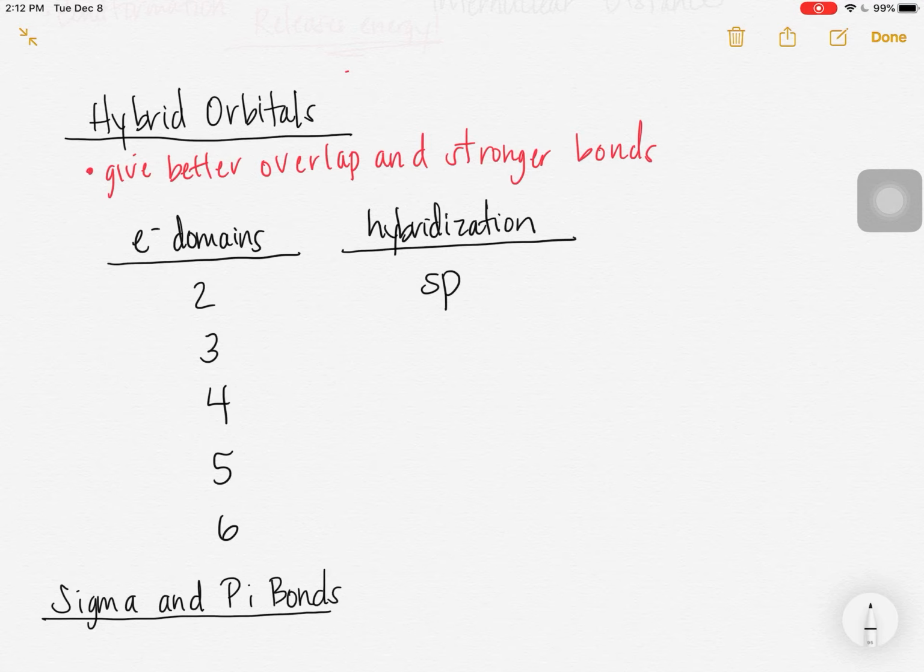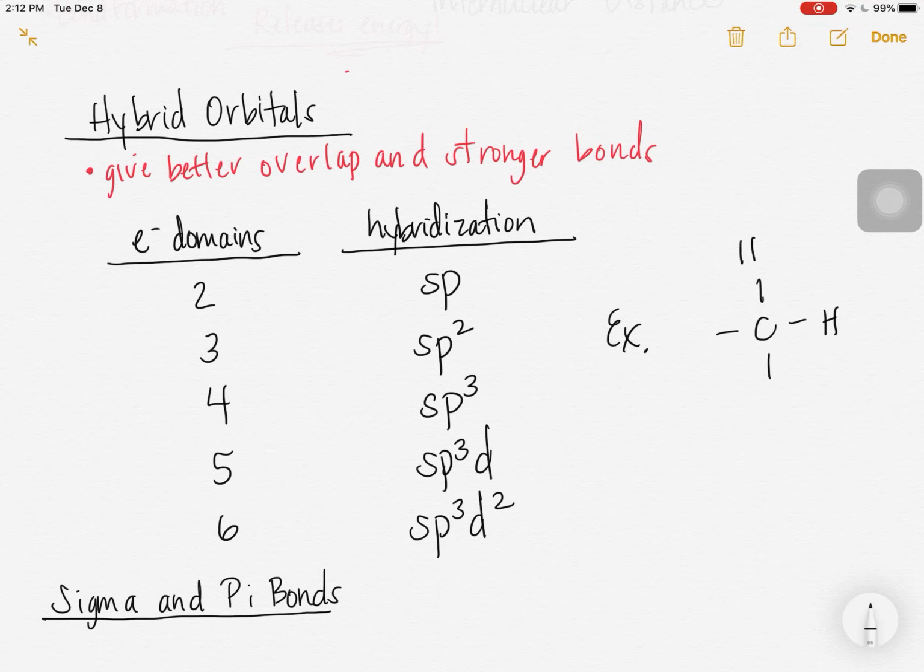So 2 electron domains gives you an sp. Remember, the rule is 2 domains, and then you have 2 orbitals, s and p, right? 3 would give you an s, p, p, which is written as sp2. 4 would give you a hybridization involving an s and 3 p's. And then 5 and 6 are your octet violators, which again, the AP test is not going to ask you about, but it's worth knowing that for 5, it's sp3d, and for 6, sp3d2.